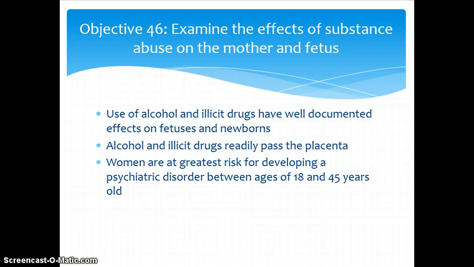Objective 46 says examine the effects of substance abuse on the mother and the fetus. This is on page 330 in your book. Use of alcohol and illicit drugs are well documented with the effects on the fetuses and newborns. And this is in chapter 13. Alcohol and illicit drugs readily pass through the placenta. Women are at greatest risk for developing a psychiatric disorder between the ages of 18 and 45 years of age, and that is basically in their prime reproductive years.